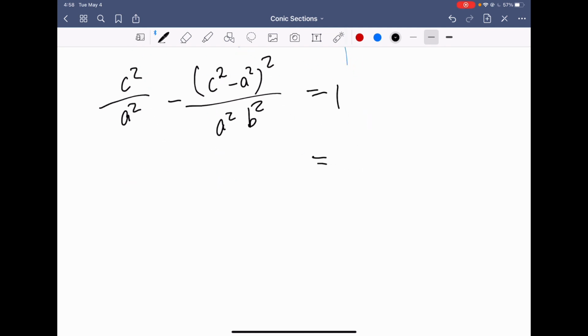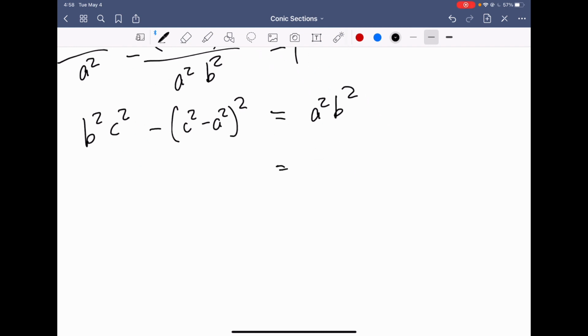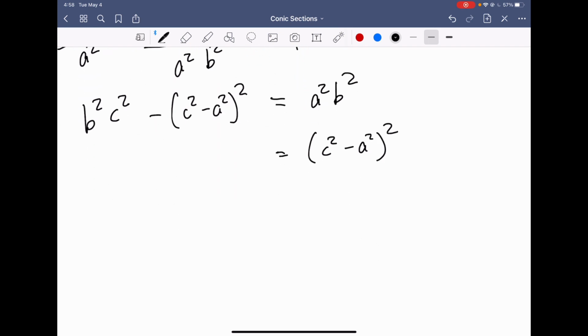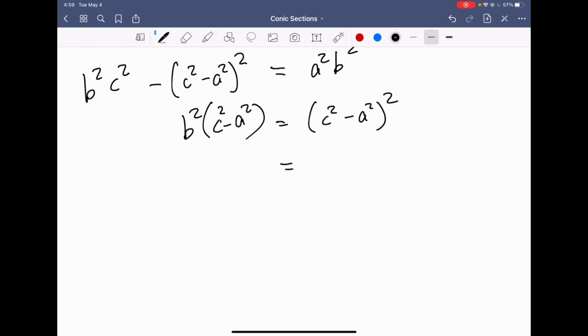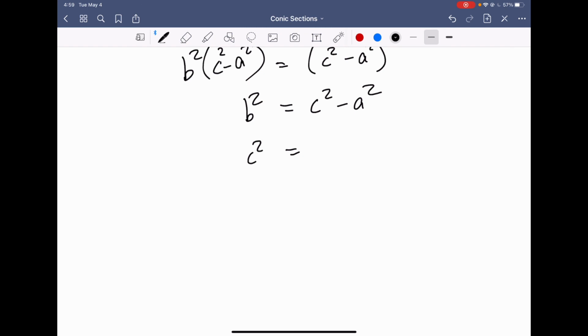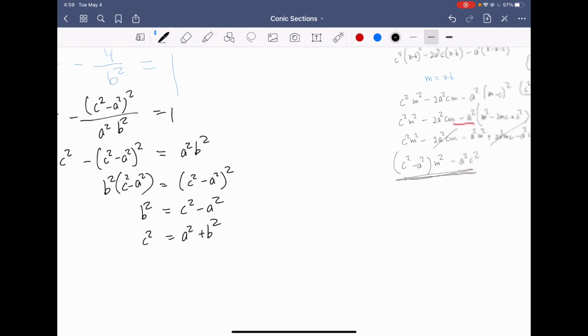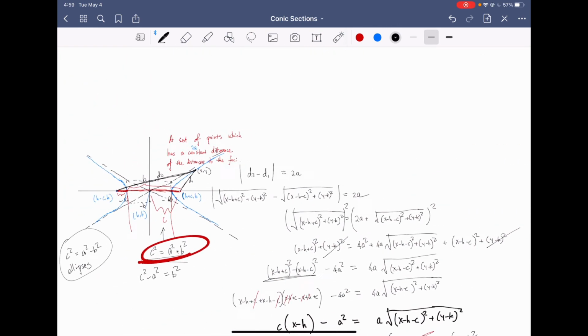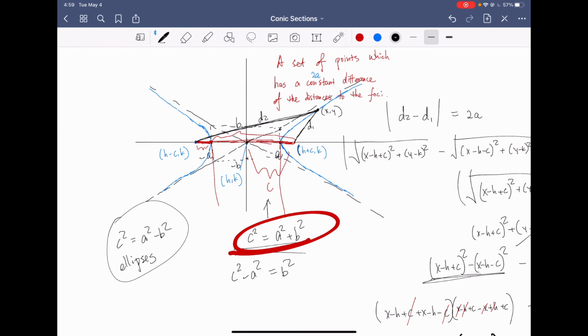Now let's multiply both sides by a squared b squared. That is equal to b squared c squared. We can move this to that side and this over to this side. We get that (c squared minus a squared) squared would be equal to b squared times (c squared minus a squared), and that can cancel out one of them. So we get that b squared is equal to c squared minus a squared. That also gives us that c squared is equal to a squared plus b squared, which is exactly what we have over here.